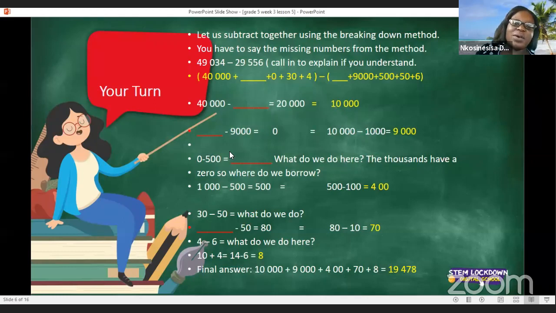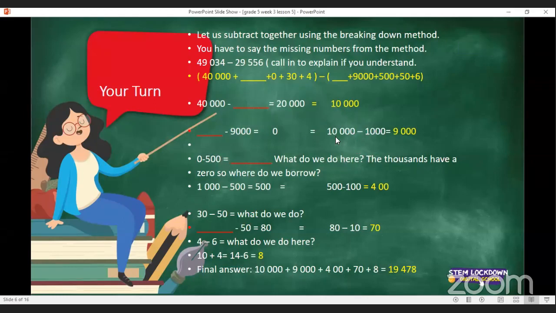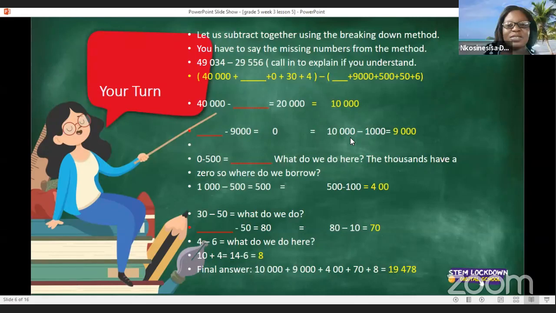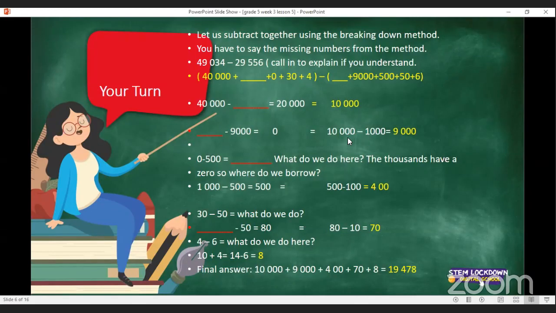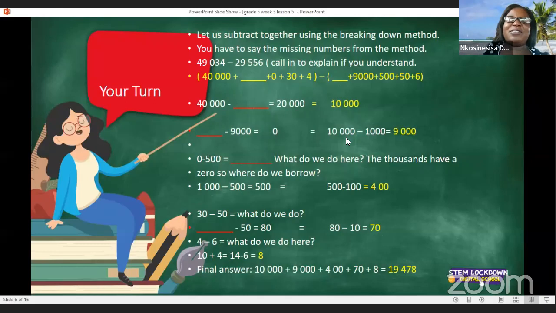When we borrow, we were borrowing for the hundreds. Why did we come here to give the thousands? It's because they had nothing. So when you're going to the hundreds, you have to also give them. Well done. I'm so proud of you, because they had nothing. So we have to give them something, right? So we gave them the 10,000. Now we can borrow the 1,000, right?